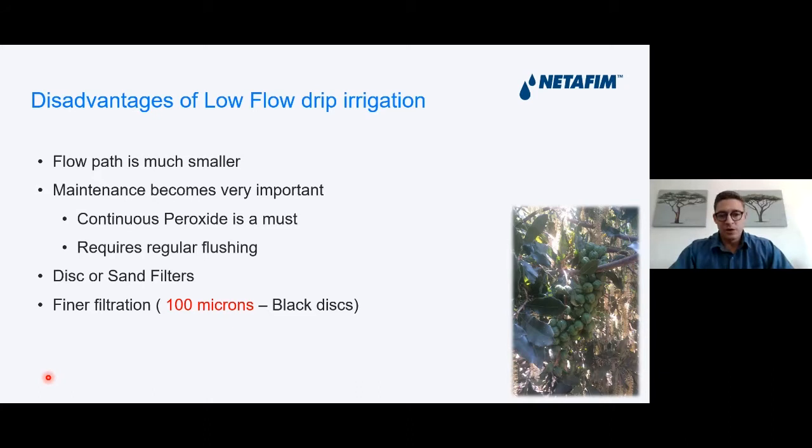We also recommend that you use disc or sand filters to filtrate the water, and we also recommend that you filtrate at about 100 microns. My colleague Leon Horn will do a presentation tomorrow on filtration, so be sure to tune into that. I'm sure it will be very informative.